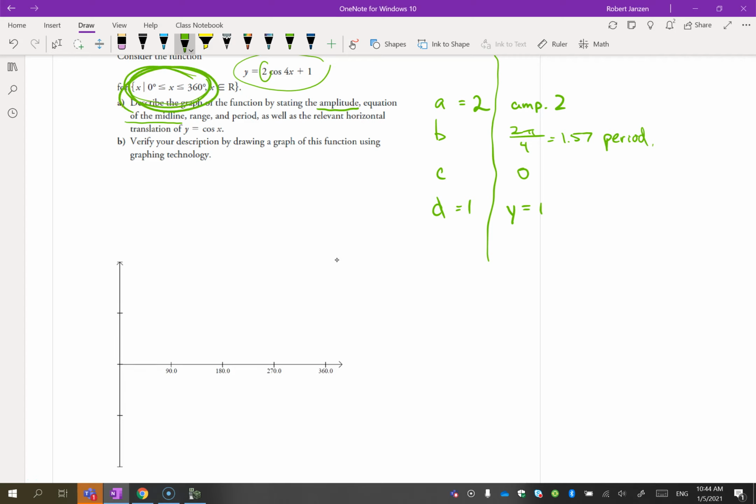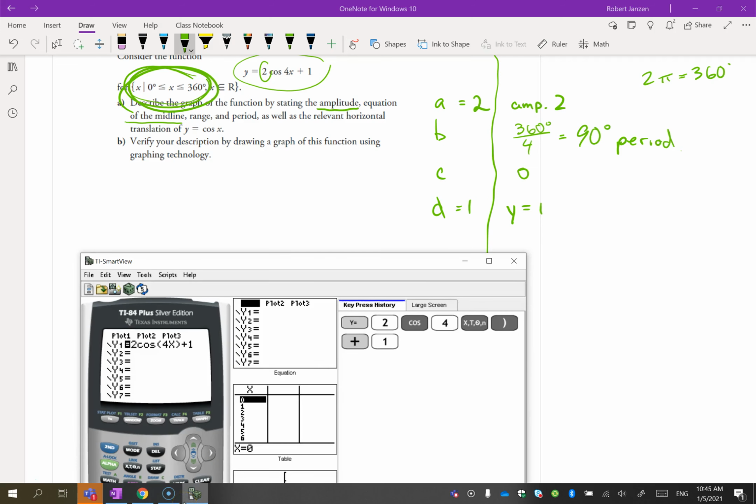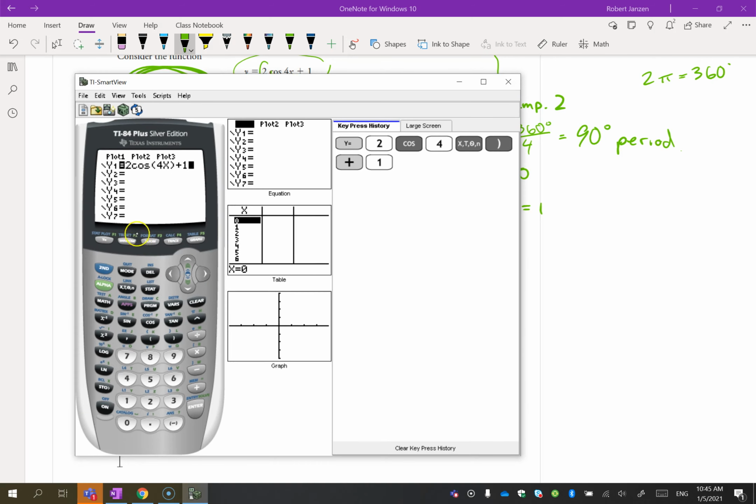I forgot about this. It says 0 to 360. That means we don't go 2 pi. Remember that 2 pi is the same as 360 in degrees. So I should go 360 divided by 4. Okay, so then now I get 90 degrees. So my new period is 90 degrees. Okay, so that's what I wanted to highlight to you. We're in degrees, so make sure that you're in degree mode.